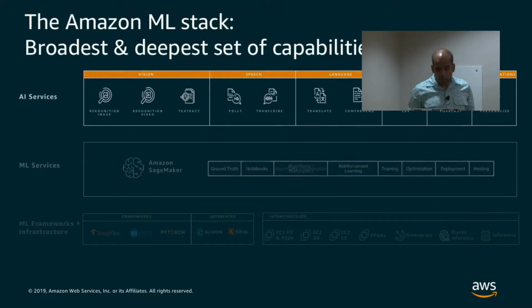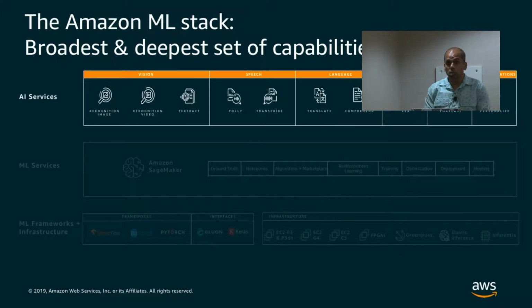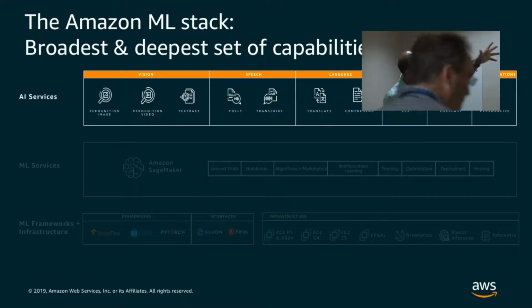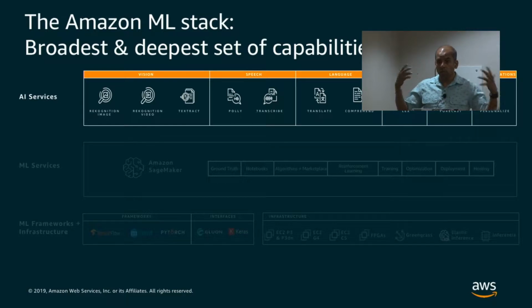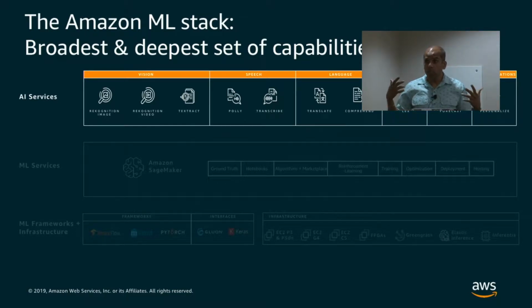And then last but not the least, what we have is what we call AI services. These are also called cognitive services. We have vision, speech, language, conversation, different capabilities, because these are more human cognitive services. And you don't need to know anything about machine learning for these at all.